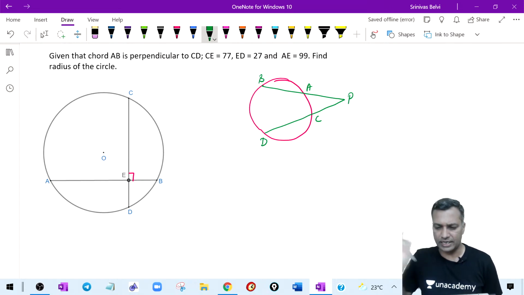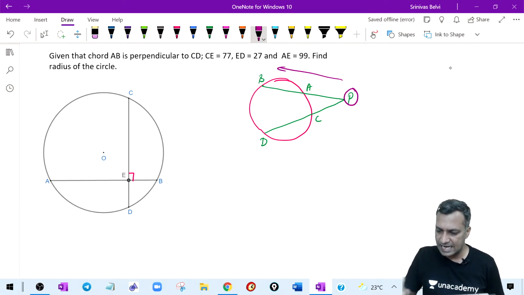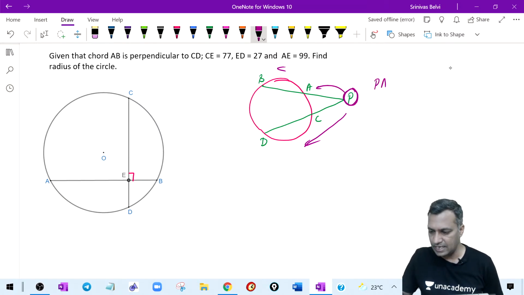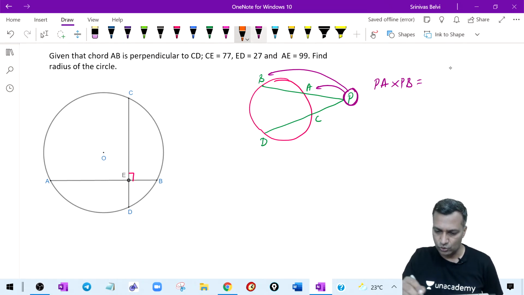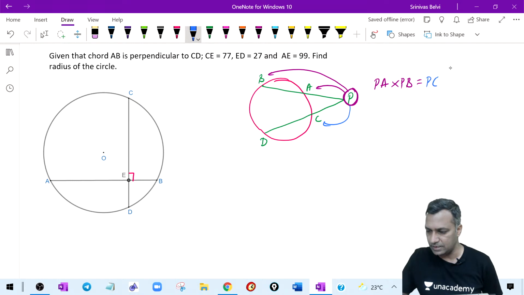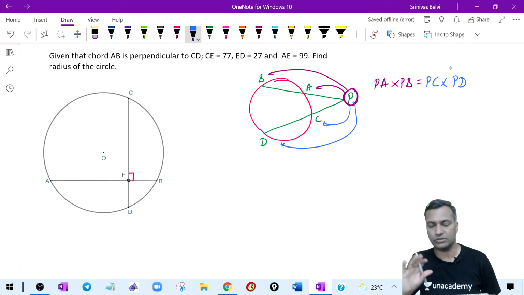There are proofs, so I'm not getting into the proof side of it. I'm quickly reminding you what the theorem is. This is the common point, P. You first look through this secant and then through this particular secant, taking all measurements from P. From P to A you measure PA, and P to B. PA into PB is equal to PC into PD. The proof comes from similarity; just do a construction and similarity, no big deal. This is called the tangent secant theorem.